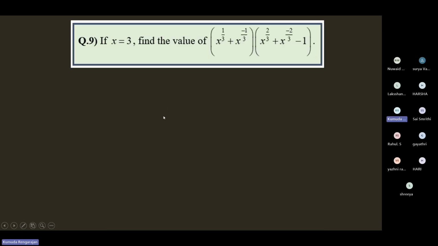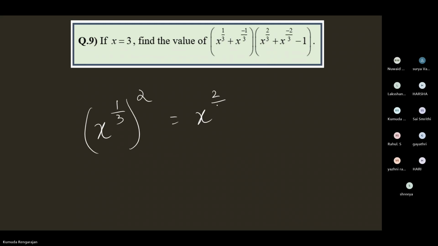given these two terms in the first bracket, when we square this, we get this term. When we square this, we get this term. And when we multiply these two, we get 1. See, x to the power 1 by 3, when you square it, you will get x to the power 2 by 3. Similarly, x to the power minus 1 by 3, if you square it, you will get x to the power minus 2 by 3. So squaring this, you get this one. Squaring this, you get this one. Okay, and then how do we get 1? When you multiply these two. So x to the power 1 by 3 into x to the power minus 1 by 3, when you multiply, x to the power 1 by 3 minus 1 by 3. So x to the power 0, which is 1.